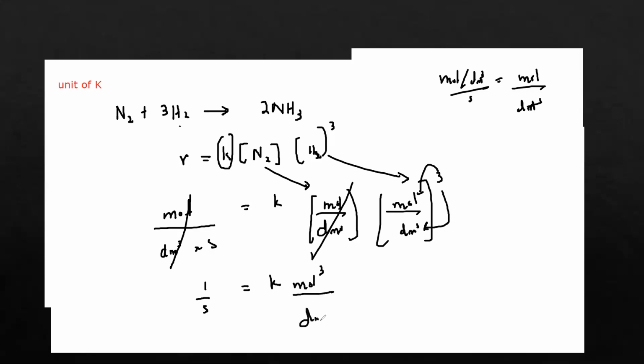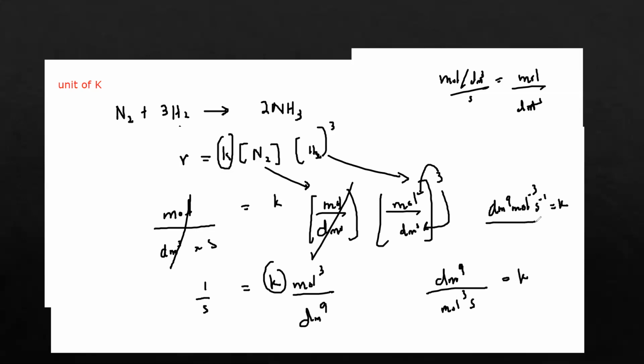So 3 multiplied by 3 is equal to 9, so dm cube 9. And we need K. So dm cube will be multiplied, mole will be divided. Sorry, not dm cube, dm raised to power 9, mole raised to power 3, and second. That's the unit of K. If I want to write all of them in the numerator, the denominator powers should be negative. So it is dm raised to power 9, mole minus 3, second minus 1.